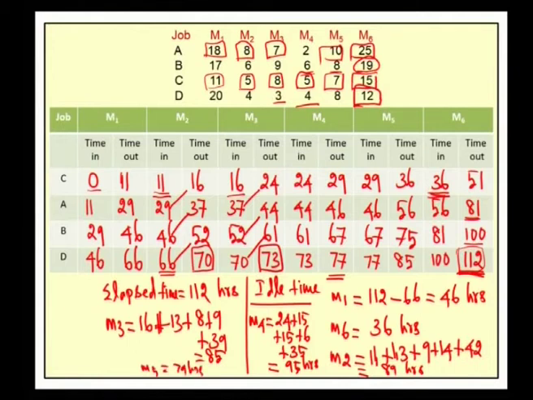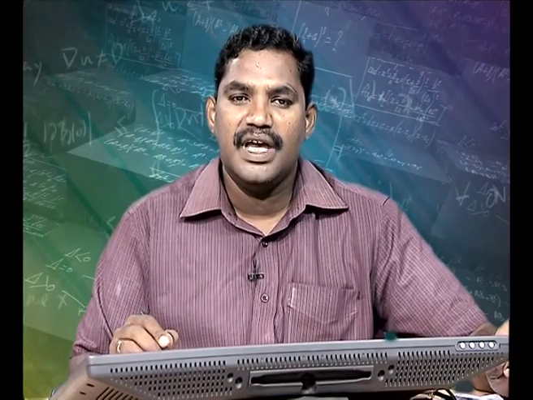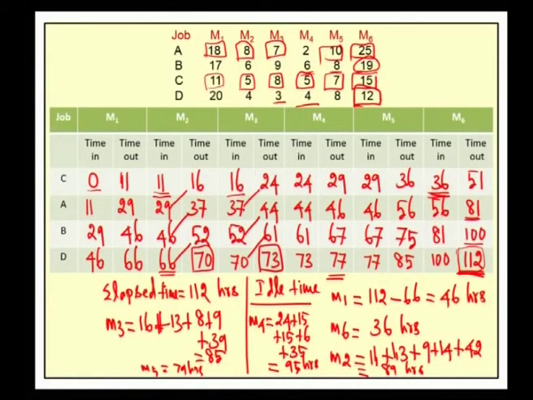So, for the given problem, the optimal sequence is C A B C. With the help of this optimal sequence, the total minimum elapsed time is 112 hours, and the idle time of machine 1 is 46 hours, machine 2 is 89 hours, machine 3 is 85 hours, machine 4 is 95 hours, machine 5 is 79 hours, and the idle time of the last machine is 36 hours.